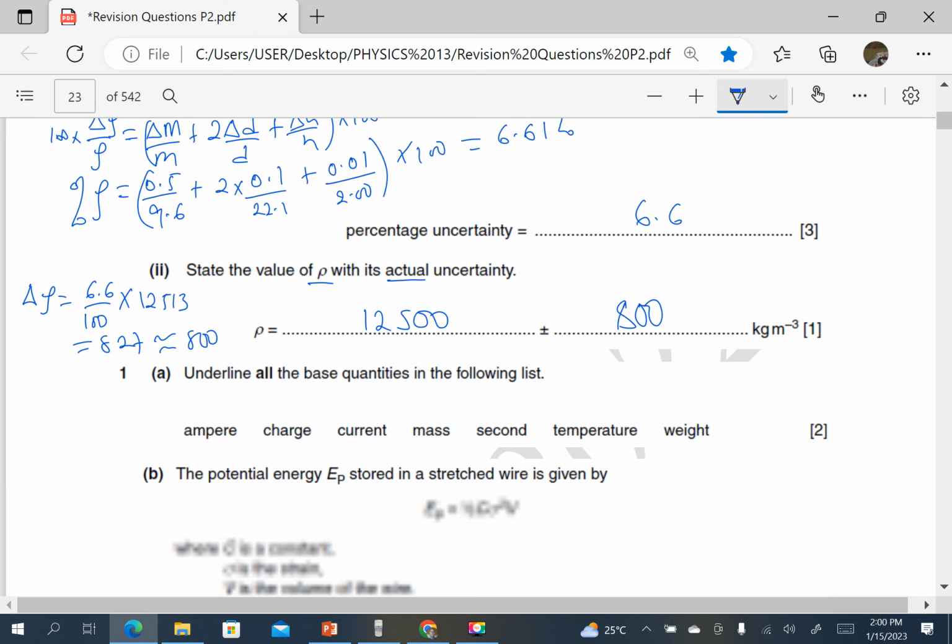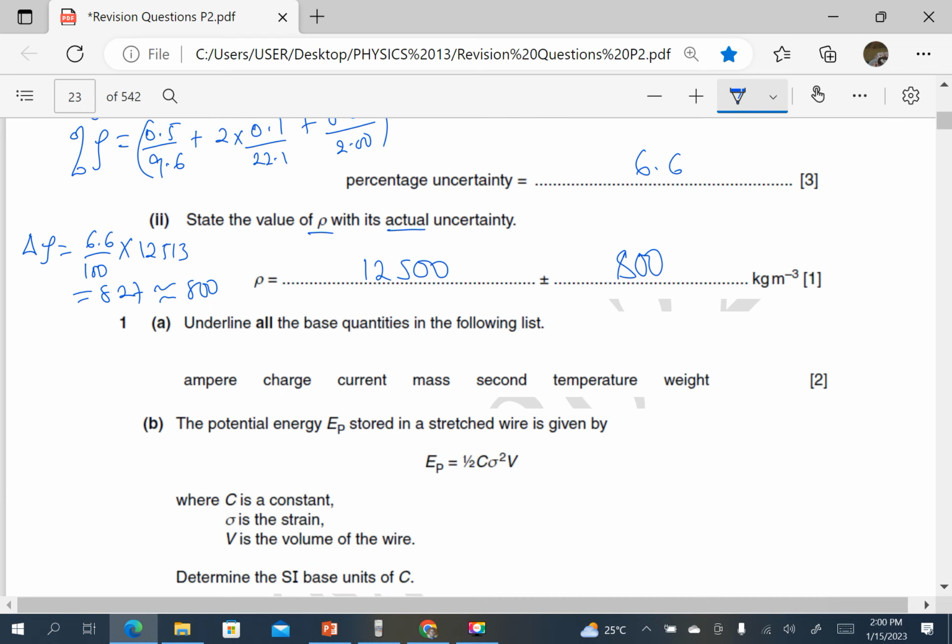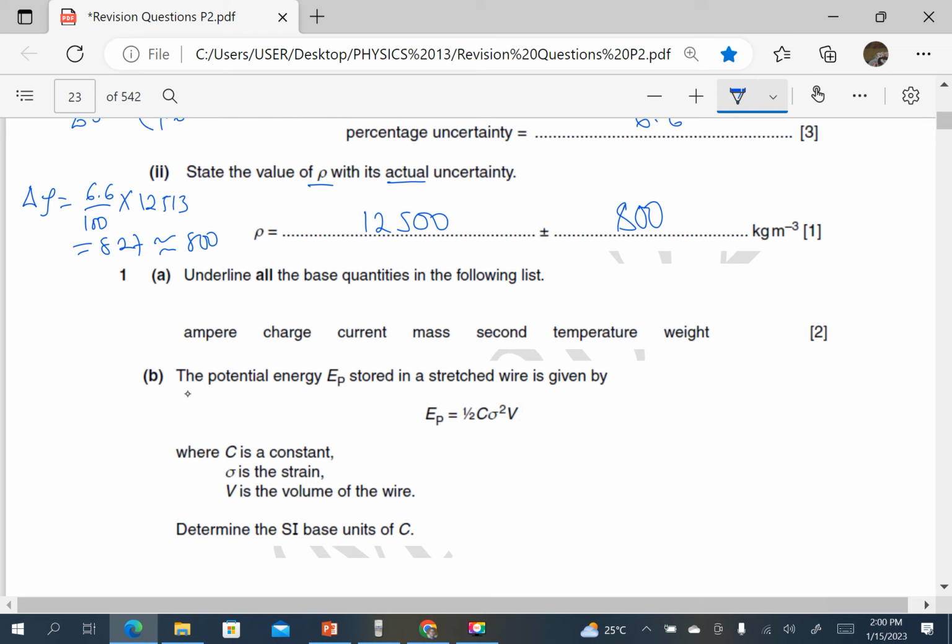Underline all the base quantities in the following list. So the current, I think current is base, mass is base, temperature is base. Second is not a base quantity, it is a base unit. Charge is not, ampere is not. Ampere is a base unit, not a base quantity. Weight is not. So we have mass, current, and temperature.